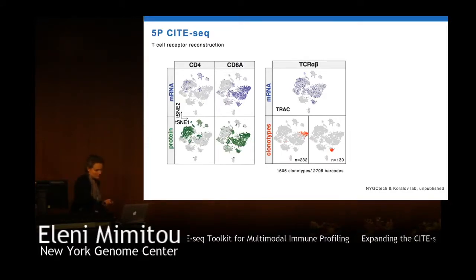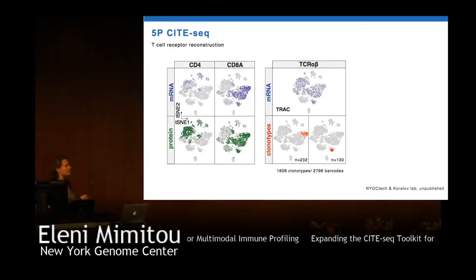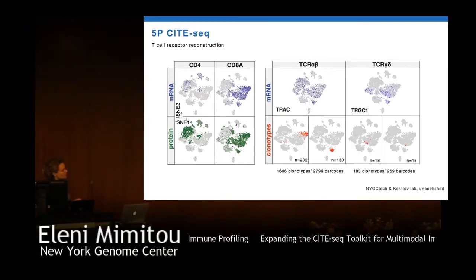And we took it a step further, and by using custom-made primers against gamma and delta chains, we can also reconstruct the gamma delta receptor. And here shown again are the top 2, present in 18 and 15 cells out of about 207. Expected that they would be much fewer than the alpha beta.